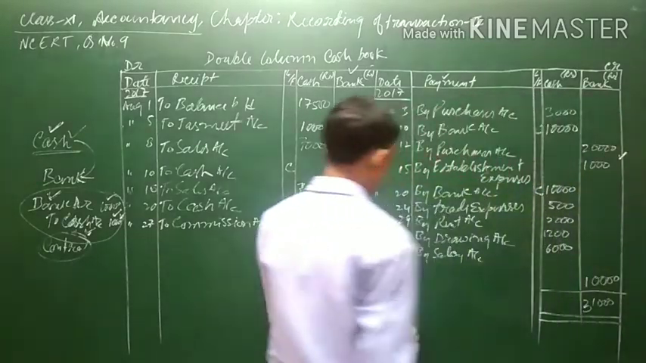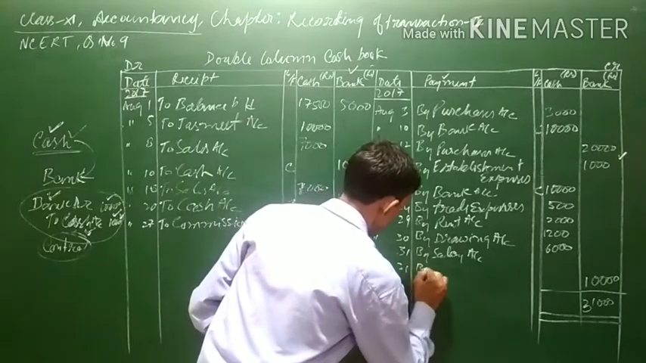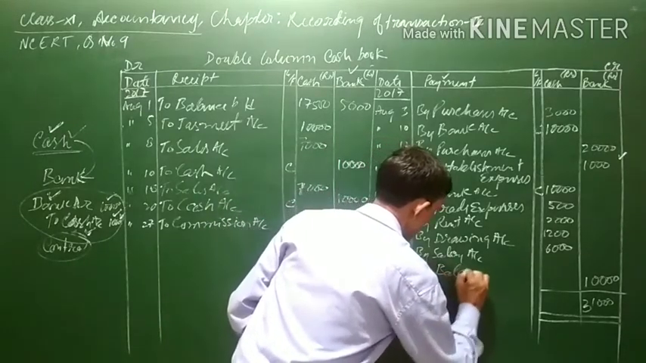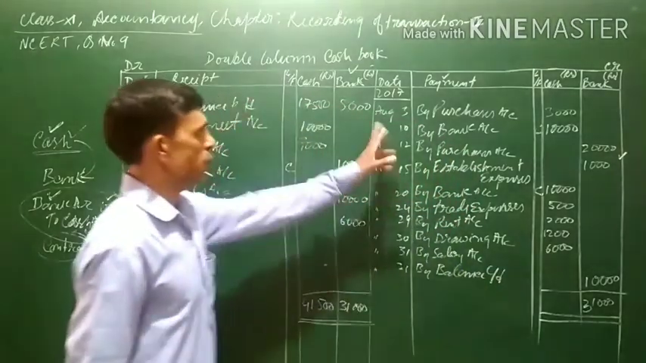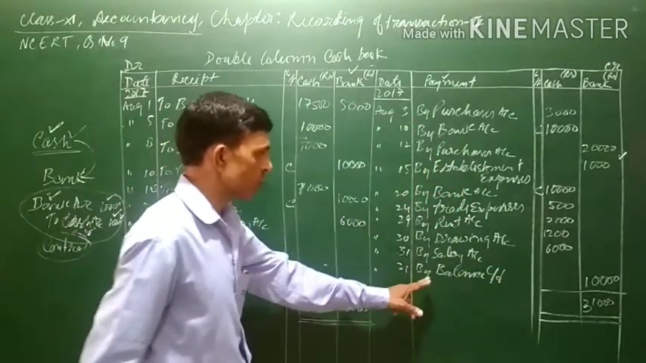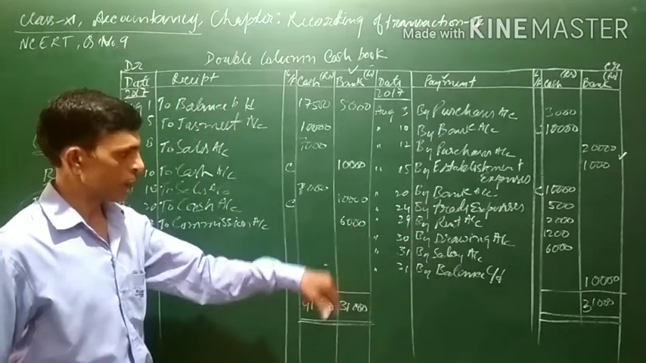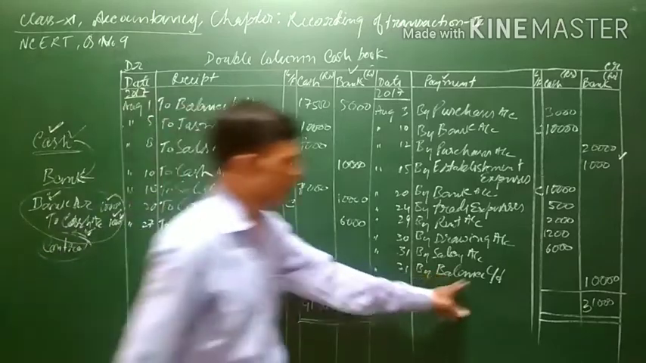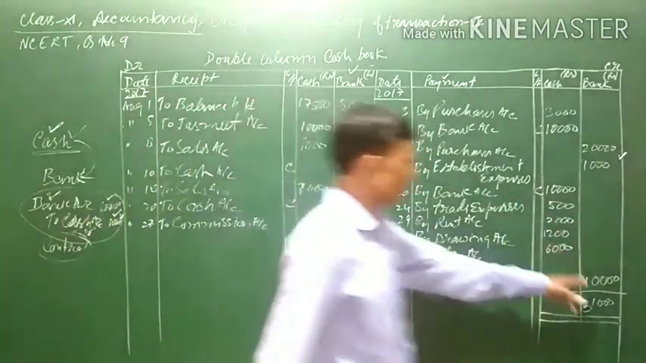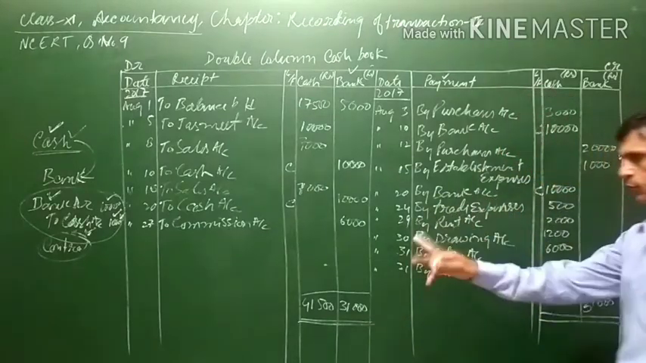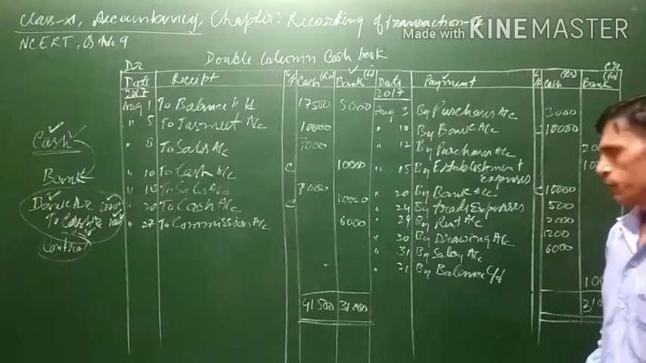Now this will be carried to the next period. On 31st, by balance it will be written as by balance carried down. Means after 31st of August, the balance will be carried down to the next month, that is after August, September. That is, on 1st September, this much balance will be in the bank. It will be carried forward, that is 10,000 will be carried on 1st of September.